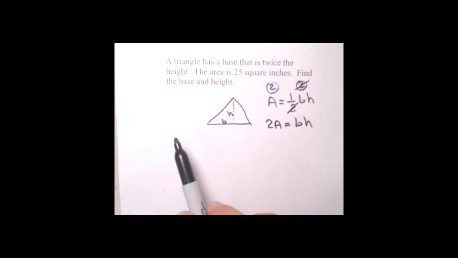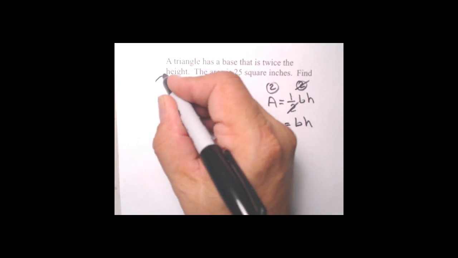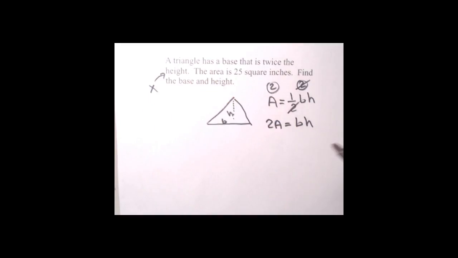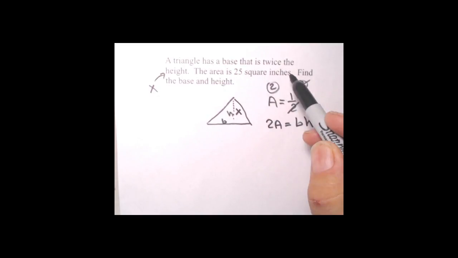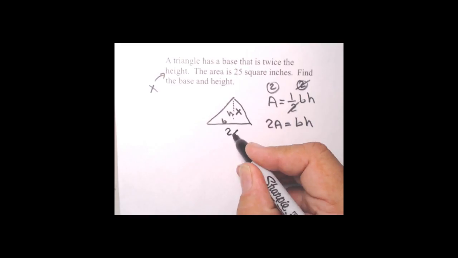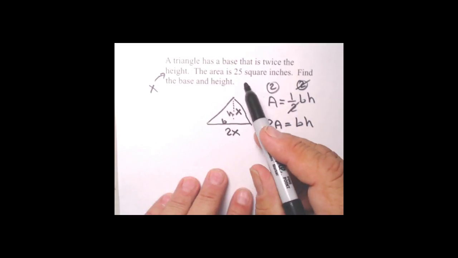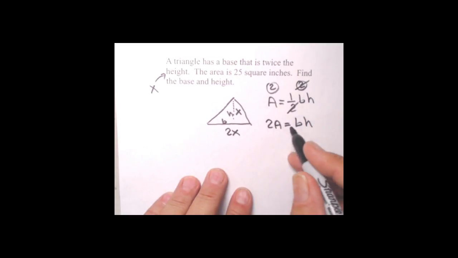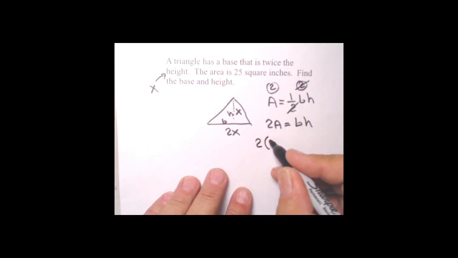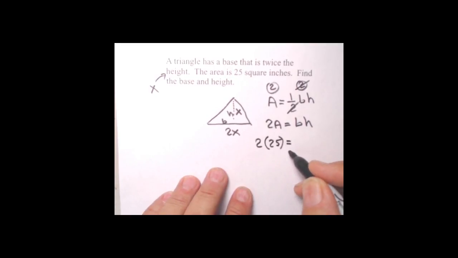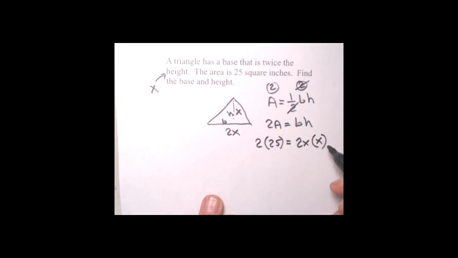Now, let's get the information for the problem. The triangle has a base that is twice the height. Well, notice they're referring back to height here, so we'll make that our x, the height. And they say the base is twice that. Well, the base is going to be 2 times x then. Now, let's put our values in here. They tell us the area is 25 square inches. So if we substitute into this improved form, on the left I'm going to have 2 times the area, which is 25, equals the base, which is 2x, times the height, which is x.